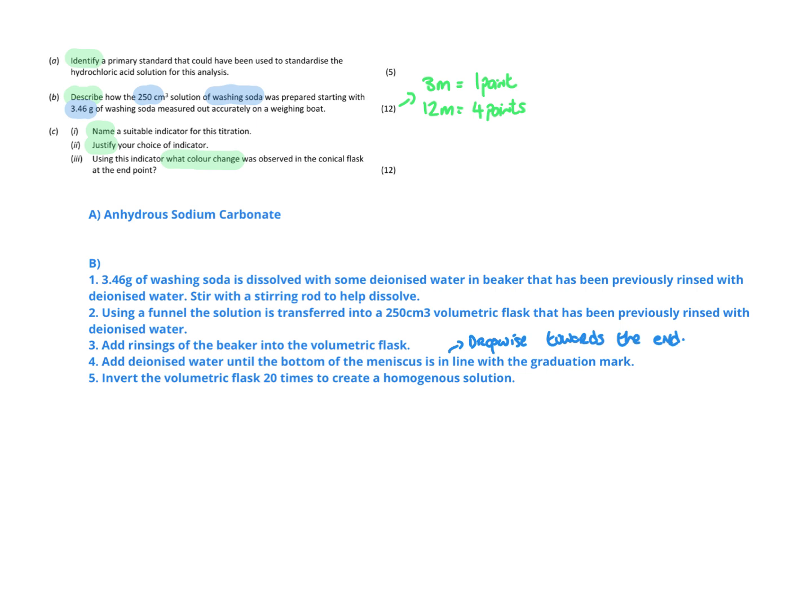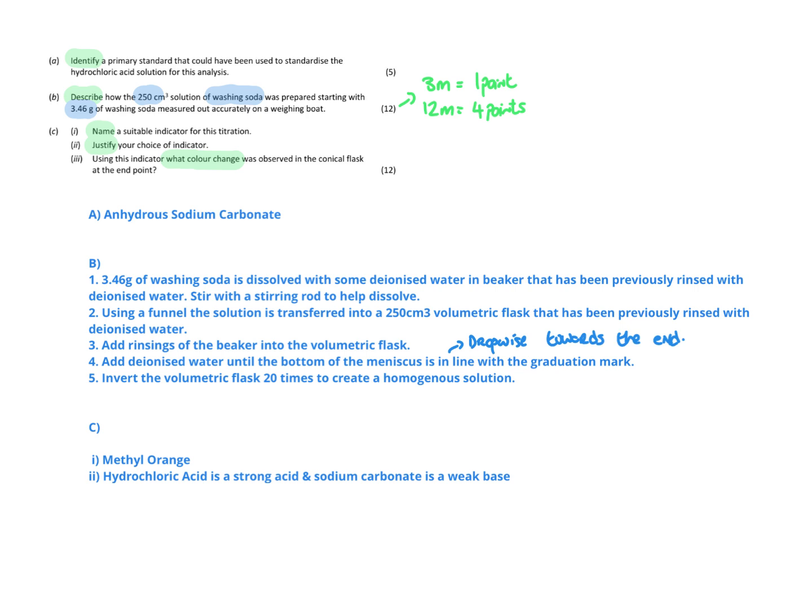So, C part 1, name the indicator used in this experiment. The indicator used is methyl orange. Now, part 2 asks you to justify your answer, so you must give a reason. And the reason here is that hydrochloric acid is a strong acid and sodium carbonate is a weak base. And with a strong acid and a weak base, we should know from our pH and indicators chapter that we use the indicator methyl orange, as that is the best indicator to work within the pH range of this titration.